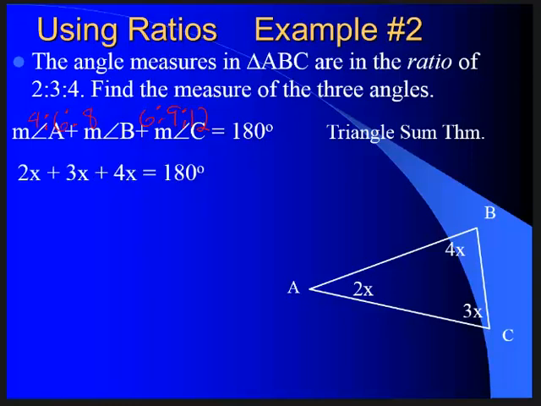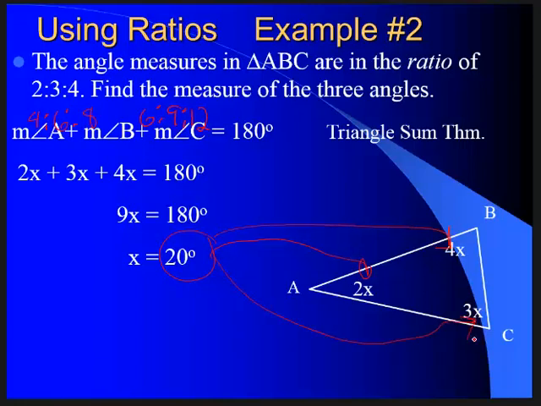So now I replace each angle with the representation we've written inside the diagram. I'll set it equal to 180. Add my like terms. 4 plus 3 is 7, plus 2 is 9. Divide by 9, and x equals 20. Does that answer my question? Find the measure of the three angles. Nope. So I need to plug this 20 in here for x, here for x, and here for x. And when I do that, I answer my question.